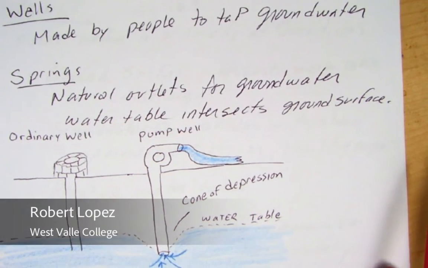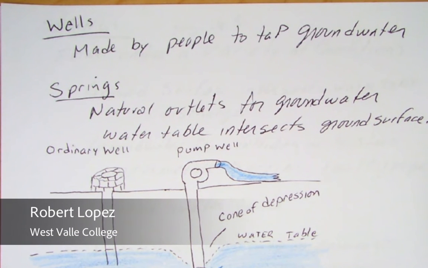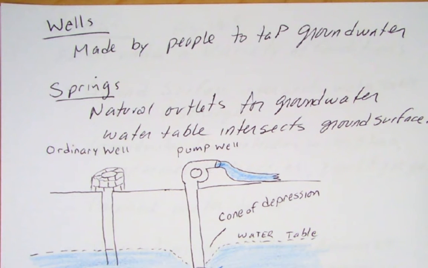Let's look at wells. Wells are made by people to tap the groundwater. So it's an artificial discharge, or taking water out of the subsurface. Then we'll talk about springs in a bit more later, but springs are natural outlets for groundwater. Really what happens is that the water table intersects the ground surface. Somehow that water table is going to intersect the ground and cause that groundwater to seep out of the ground and flow onto the surface.